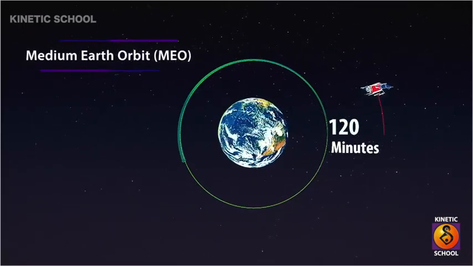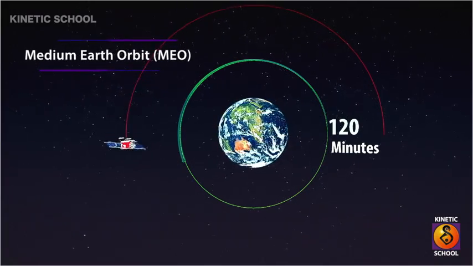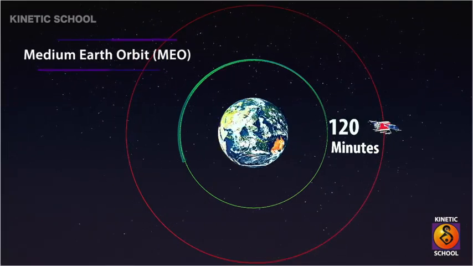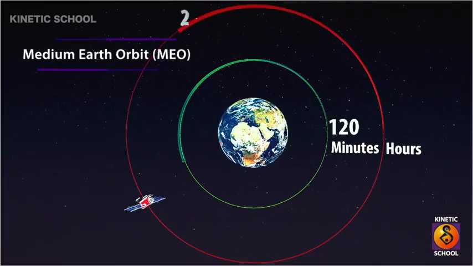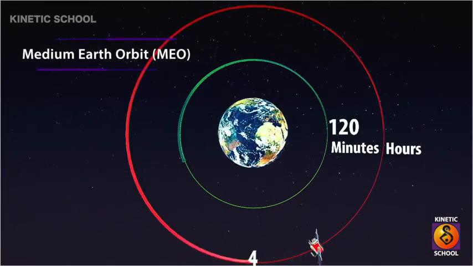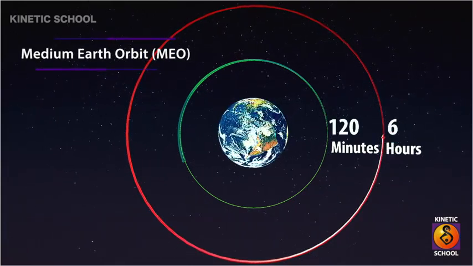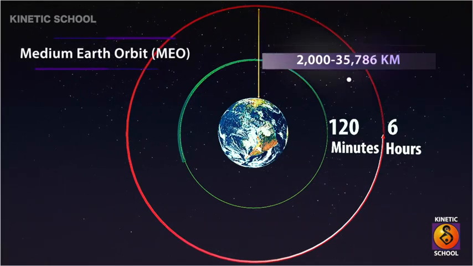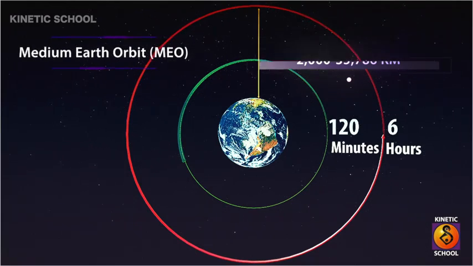Medium Earth orbit. Medium Earth orbit is the region of space around the Earth above low Earth orbit and below geostationary orbit. The orbital periods of medium Earth orbit satellites range from about 2 to 6 hours. This satellite operates at altitudes between 2,000 kilometers and 35,786 kilometers above the Earth's surface.